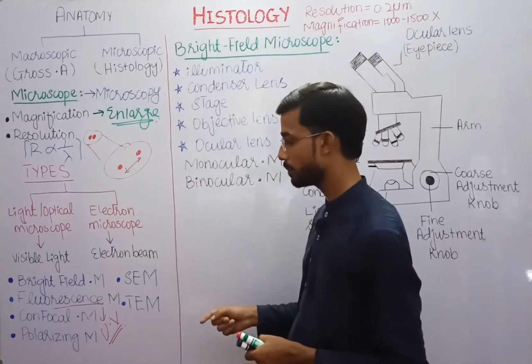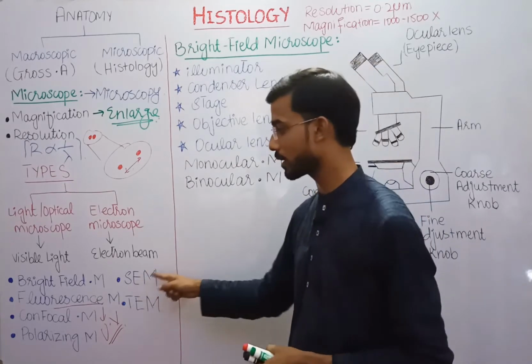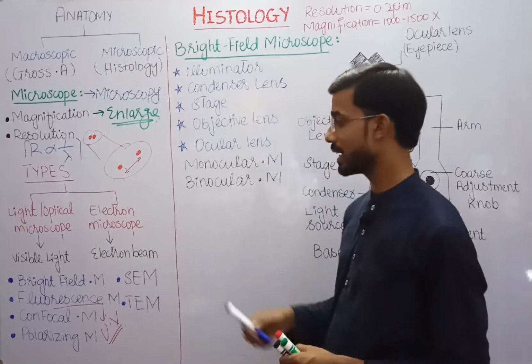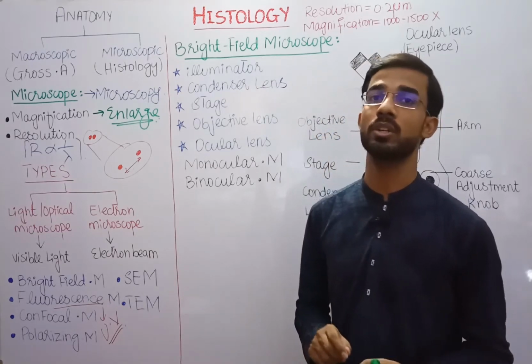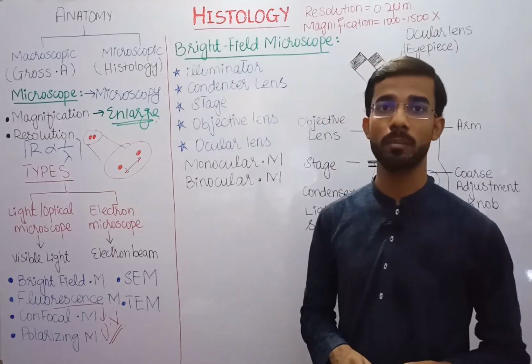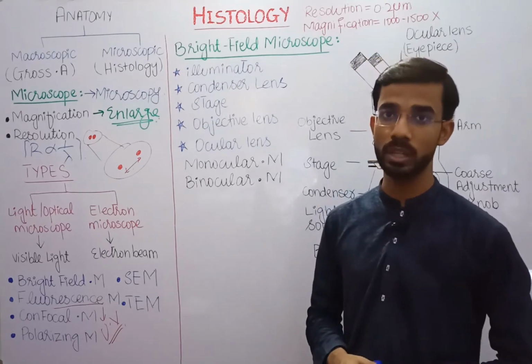There are two types of electron microscope: scanning electron microscope and transmission electron microscope. Scanning electron microscope is used for the study of the external structure of the object, and transmission electron microscope is used for the study of the internal structures of the objects.